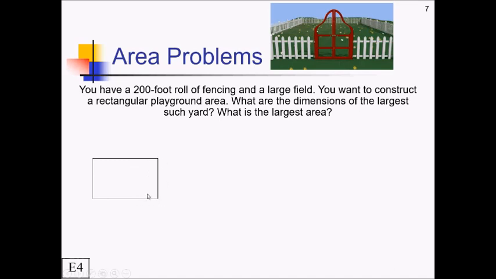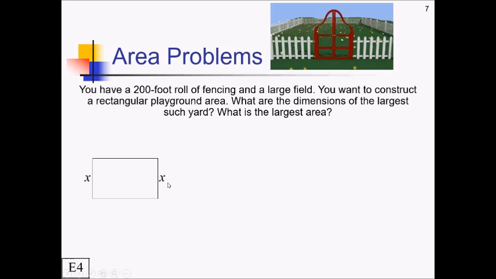So again, I have a choice of how long I want to make one of these sides, and that's going to determine the length of the other sides. Let's say I make this side here x. I've got to pick something. Well, that means this other side here also has to be x, because they're the same length. And what about these other two sides? So there's 200 feet total. We've used up 2x of that.